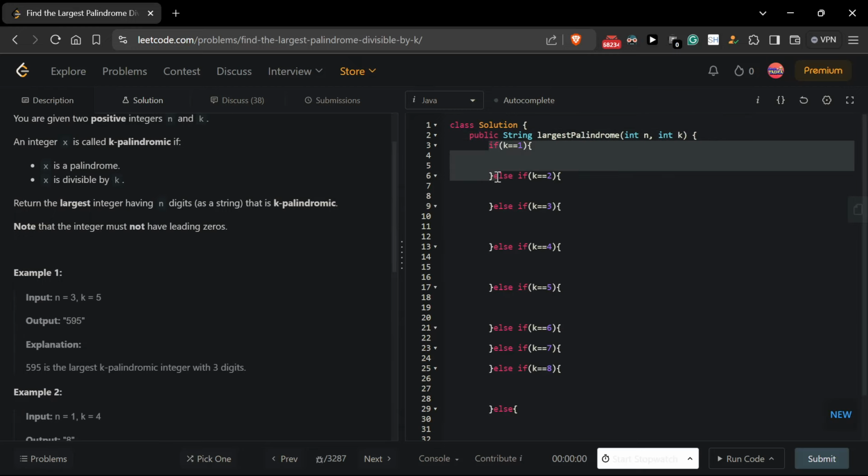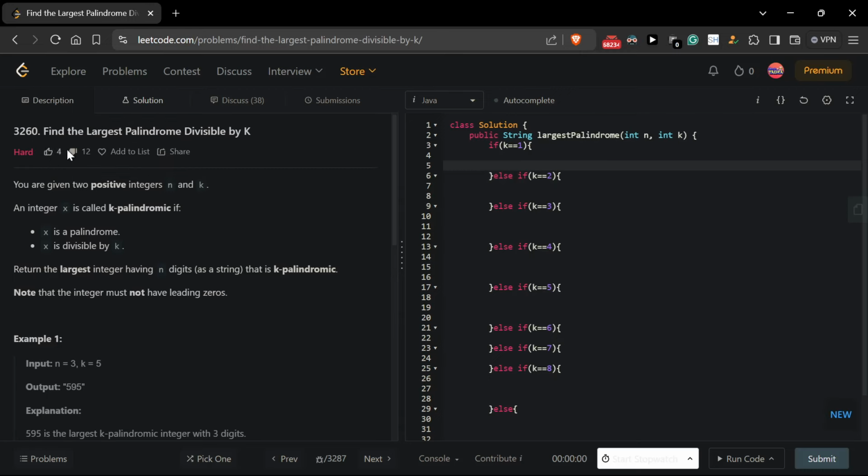If a number is divisible by 1, 2, 3, 4, 5, 6, 7, 8, 9, we can write if and else conditions. It seems easy, but it is not easy. That's why it has so many dislikes.